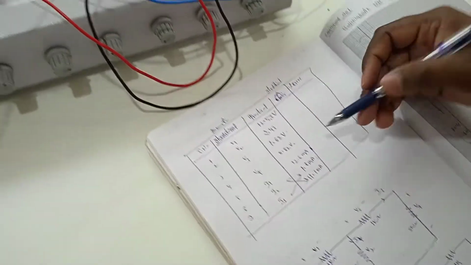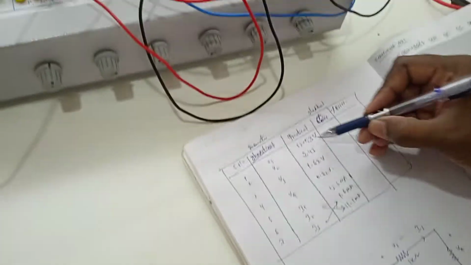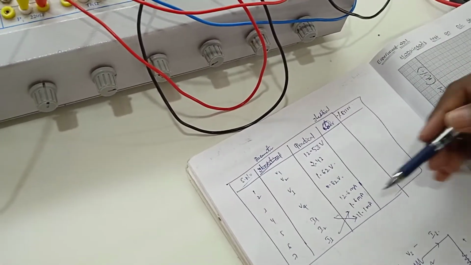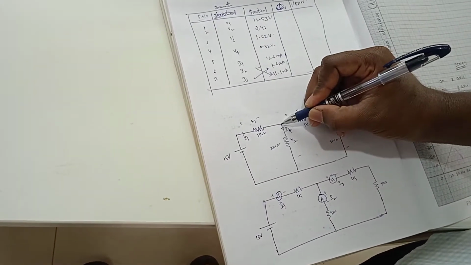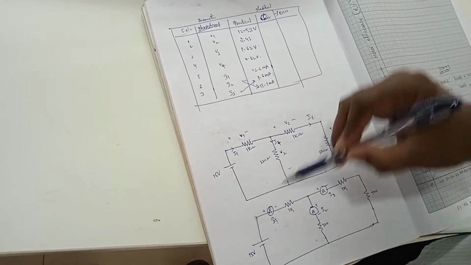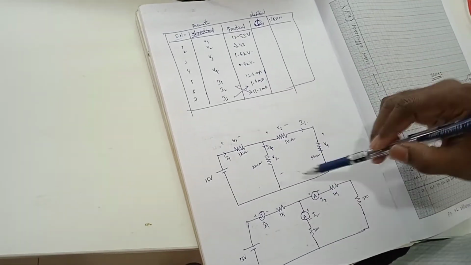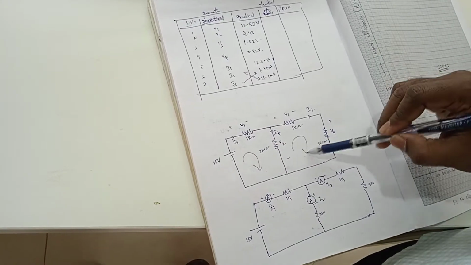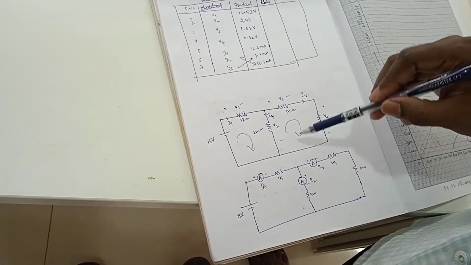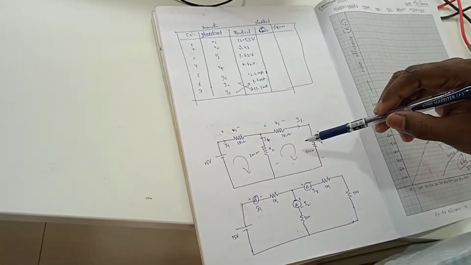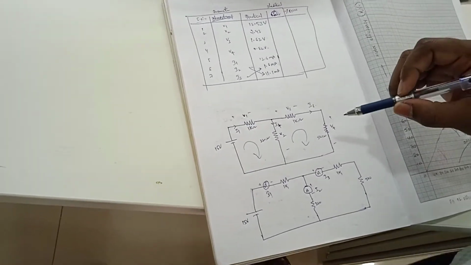So these are the voltages we got. So now you have to verify. You have to calculate KCL at this node, and you have to do KVL for the two loops. There are two loops here, and you calculate the voltages across each loop so that it should come to 0. That will verify Kirchhoff's voltage law.